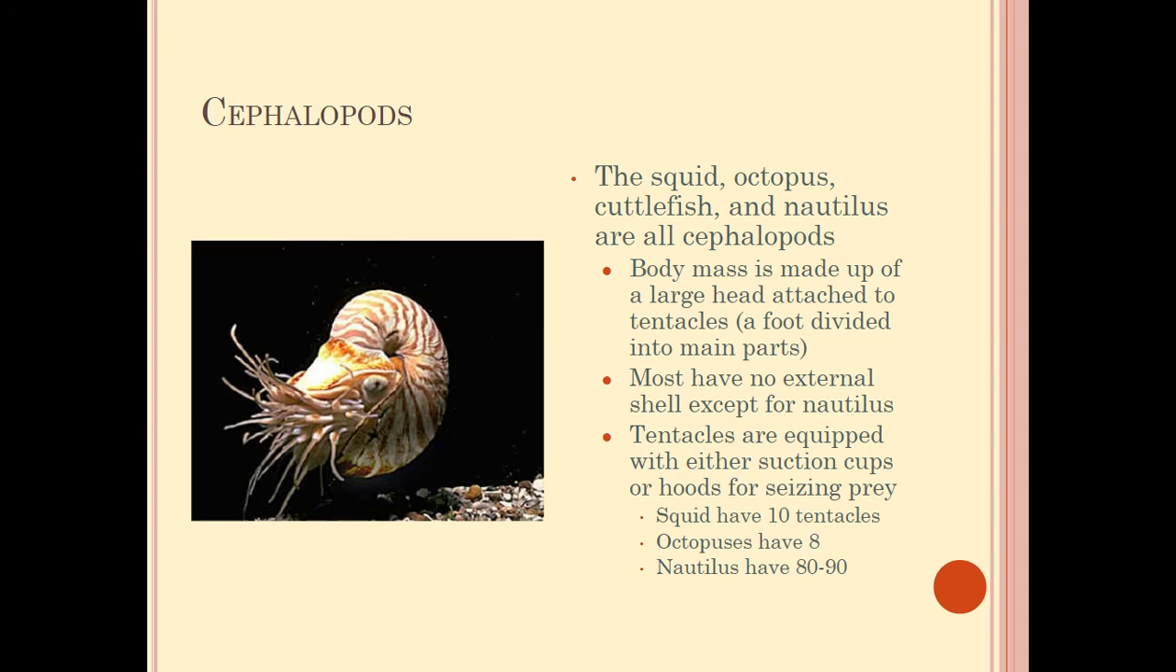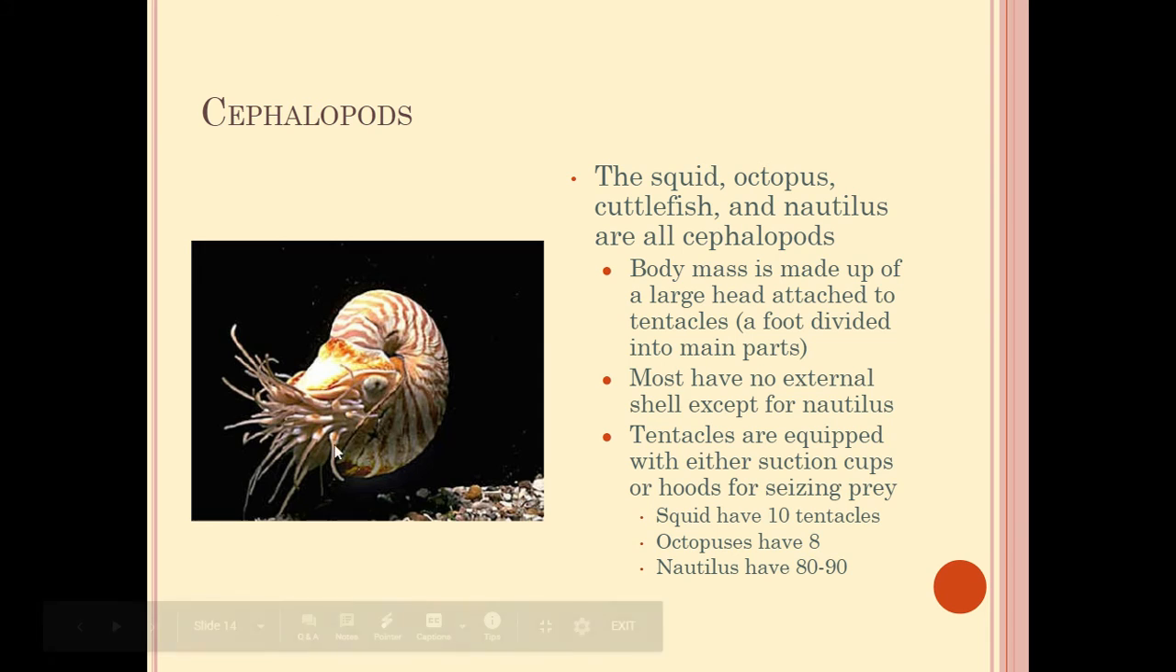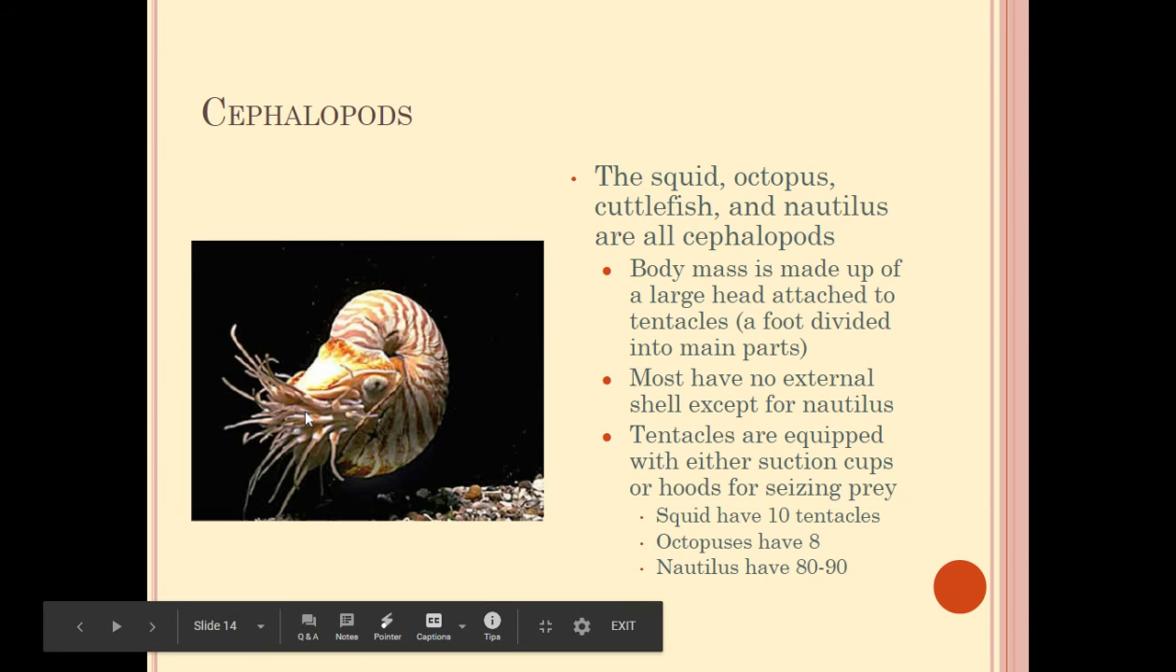Then we have cephalopods. This is our squid, octopus, cuttlefish, and nautilus. These are what we consider our higher level for this phylum. Their body masses have very large heads attached to tentacles and foot. Their foot is divided into basically what we consider their foot, and then our tentacle part here. They'll usually have some type of suction cup.